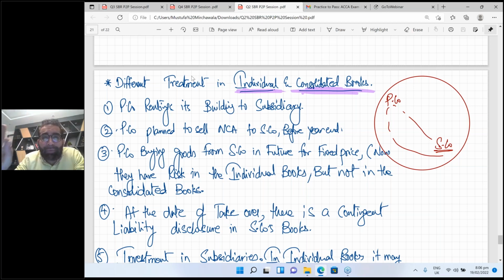Now just for your easiness, I'm telling you something extra. Please open your ears. In the individual books you have classified it as held for sale, but in the group accounts you have to record it as a non-current asset, IAS 16.